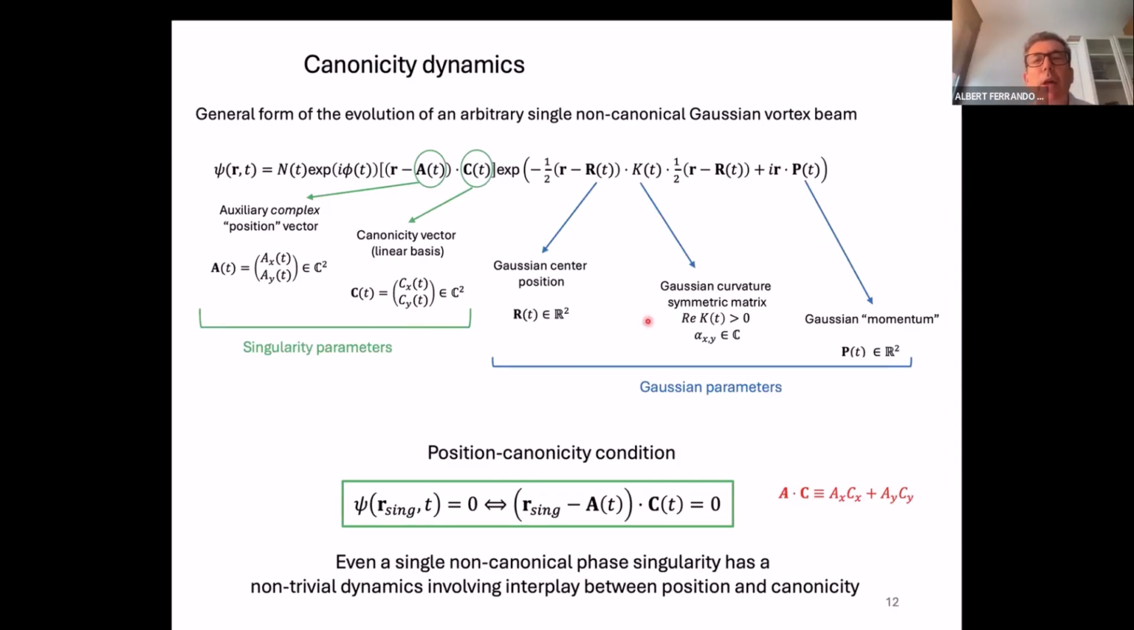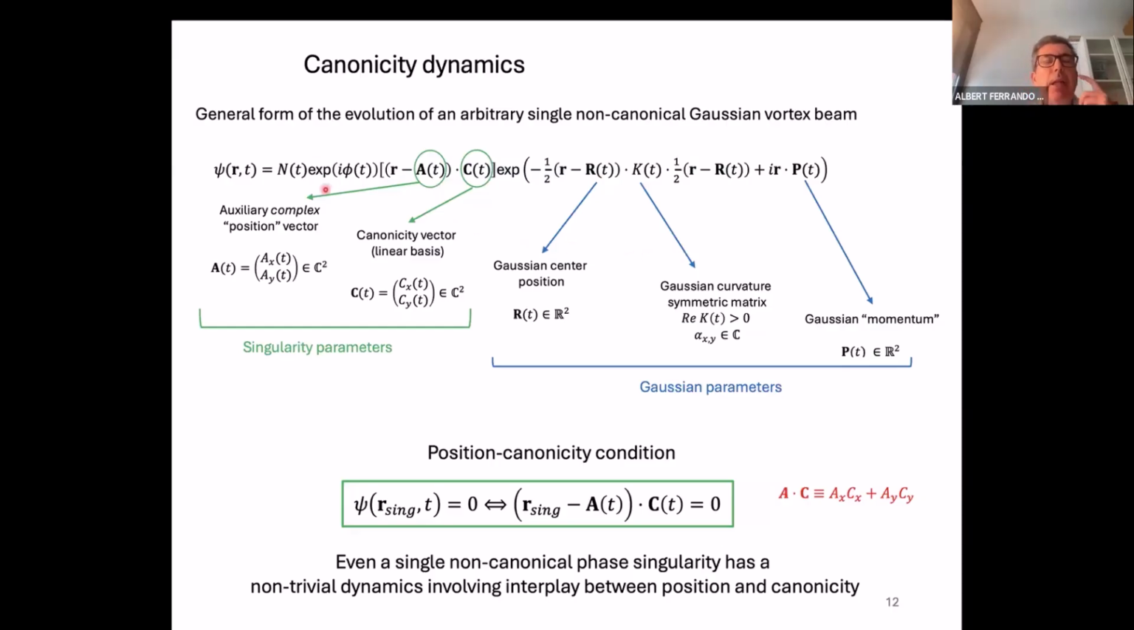And this is the case of a single non-canonical vortex beam evolving in a system like this, with potential and with rotation. So you can prove analytically that the solution, this is not an ansatz, this is in fact the general form of a solution, but you can see it's parameterized in a particular way. So you can see there is typical Gaussian behavior in which you can distinguish the standard Gaussian parameters, like the position of the Gaussian that can move. You can provide some momentum to the Gaussian as well. And you can include also a Gaussian curvature, which is a complex symmetric matrix with positive-definite real part, which deals with the diffraction of the Gaussian.